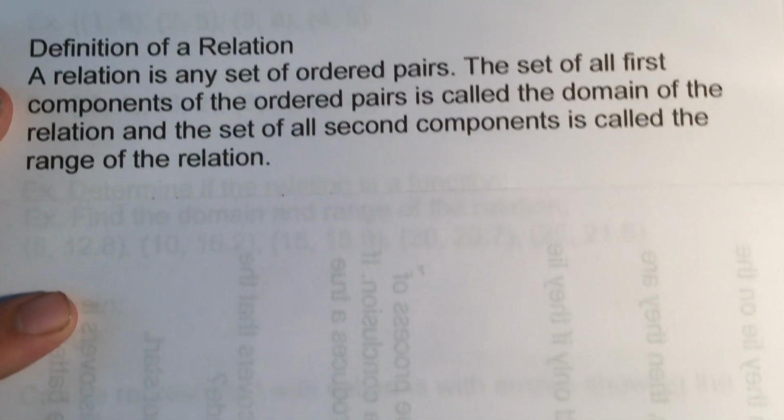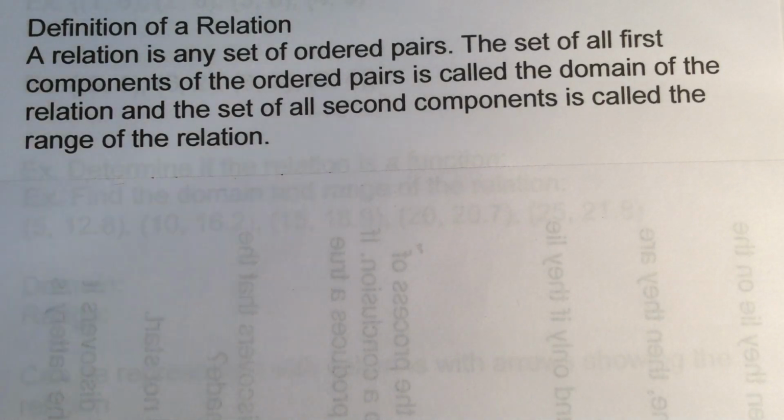So, going to be looking at functions, starting here with a relation. A relation is any set of ordered pairs. So the set of all first components of the ordered pairs is called the domain of the relation. All the second components are called the range of the relation.